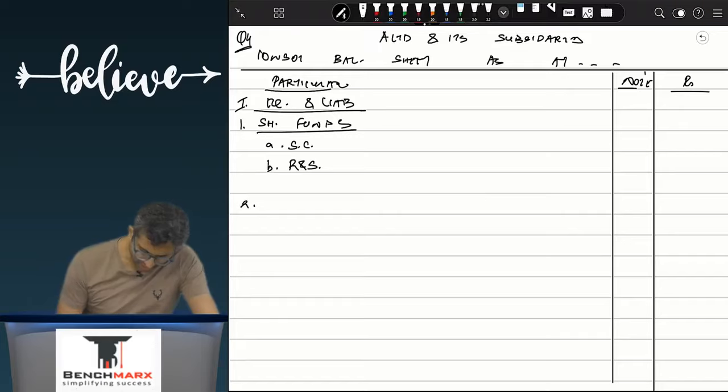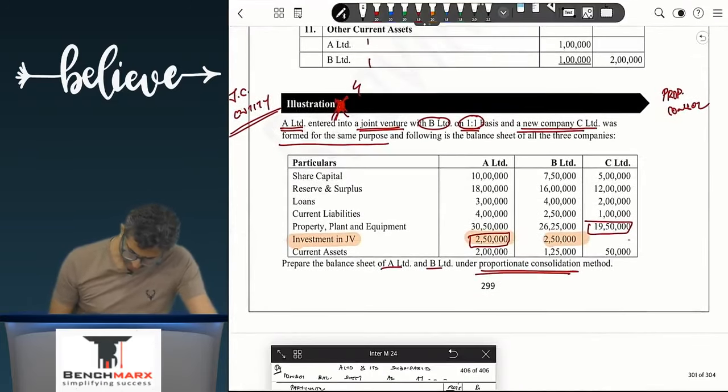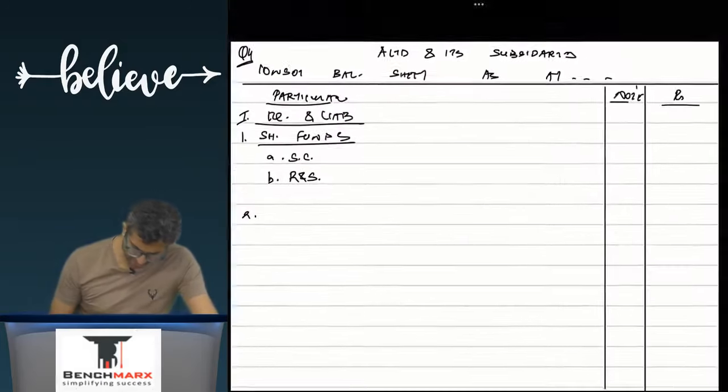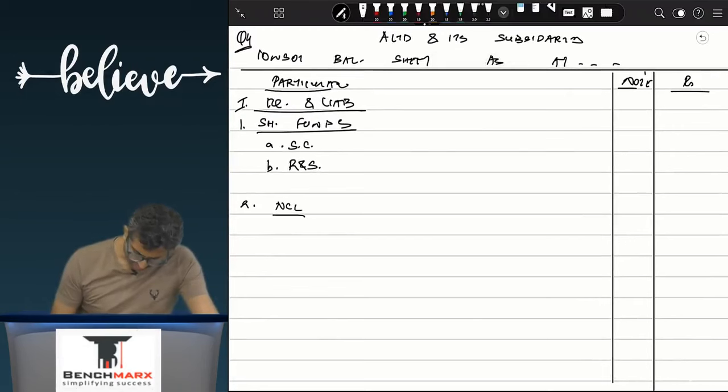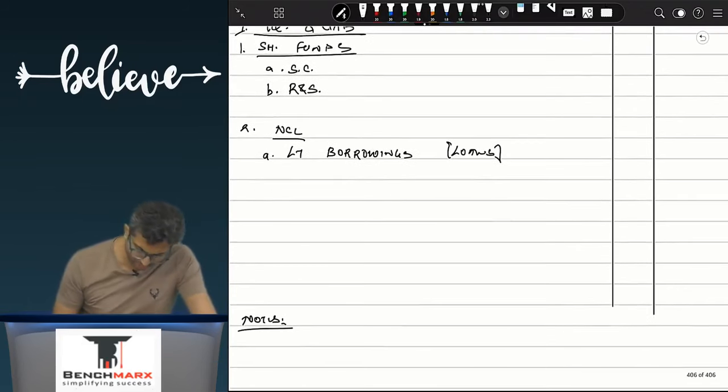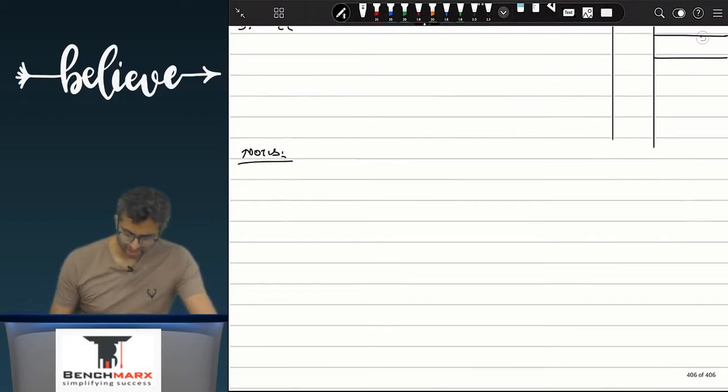Is there any non-current liability over here? Loans are there, so we'll assume these are non-current liabilities. Non-current liabilities, long-term borrowings, let us say this is made up of loans. The institute has done this directly, I'm doing it slightly longer. Point 3 is current liability. There's no breakup given, such as trade payables, so we are skipping that.